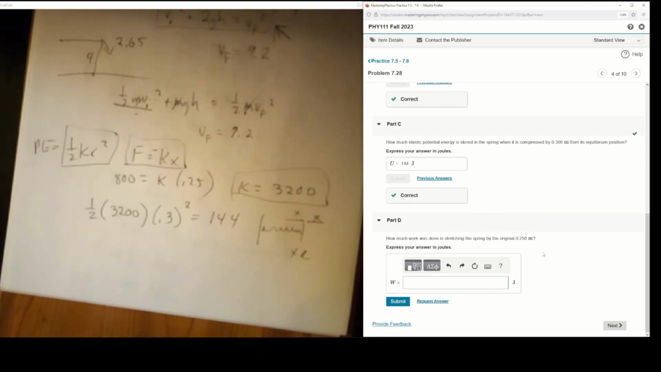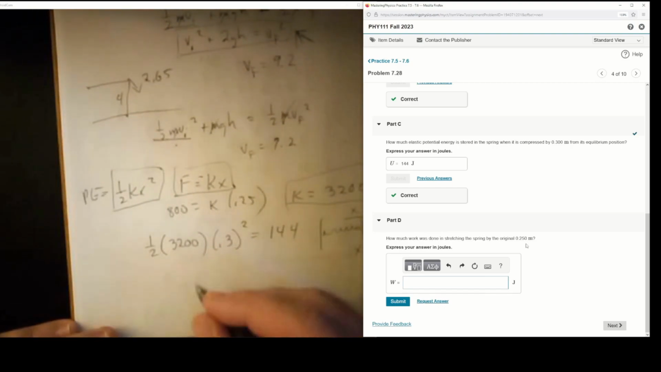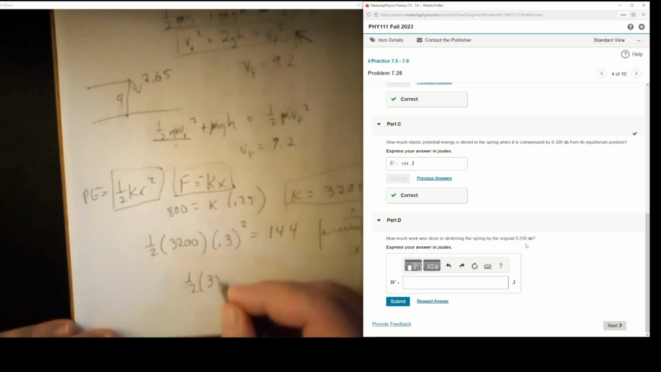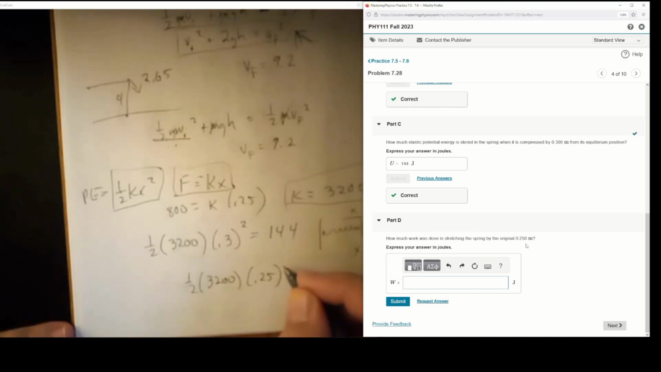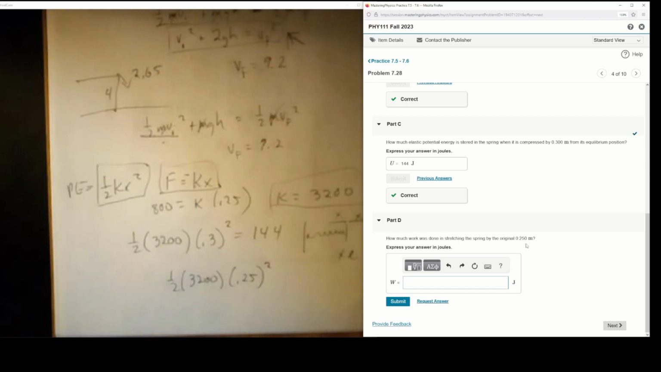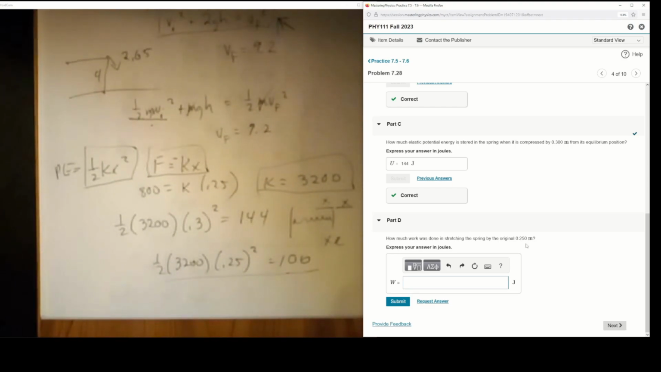And for part D, how much work was done in stretching it 0.25? All right, so let's just look at the energy real fast for that. So 1/2 our spring constant, 3,200, and 0.25 is what we are stretching it. I'm just going to figure out what that number is quick. All right, now they're asking for the work done. So we do have to be a little bit more careful here because they're not just asking for the potential energy, which is what I figured out here. I just straight up figured out the potential energy. They want to know the work.